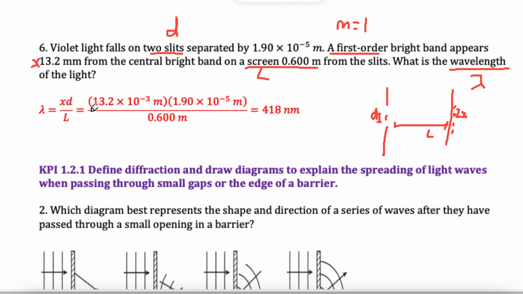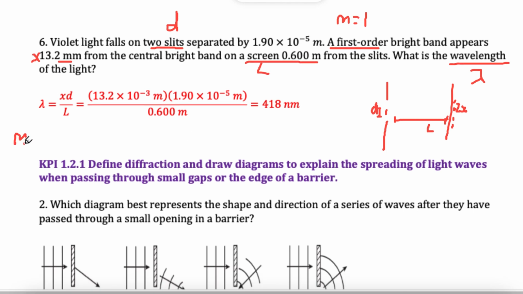You've got the XD and the L, you just put the numbers in and you can get the answer. Just need to remember, that's millimeters. Milli is times 10 to the minus 3. By the way, milli you need to know, micro you need to know, nano you need to know, maybe even centi, both you need to know. Centi is easy, it's just divide by 100, which is the same as times 10 to the minus 2.